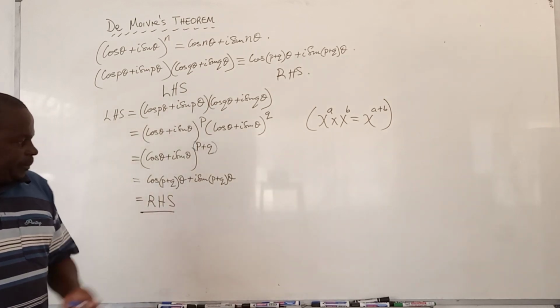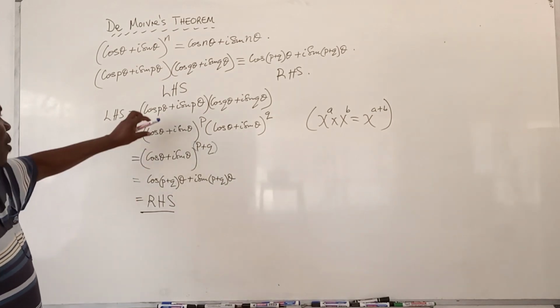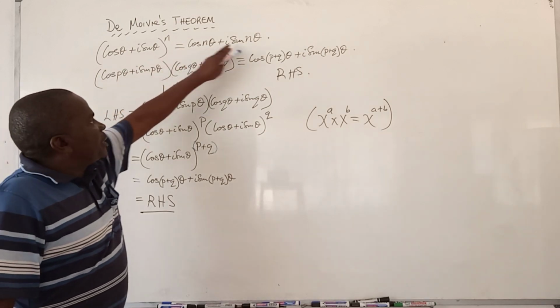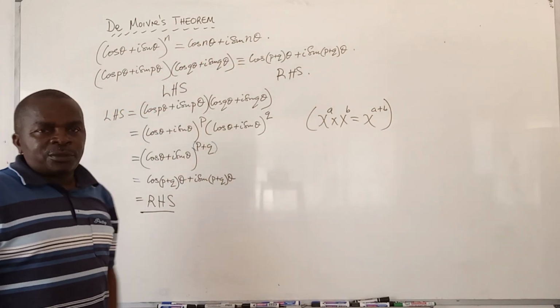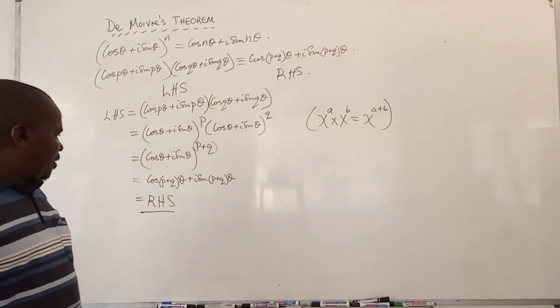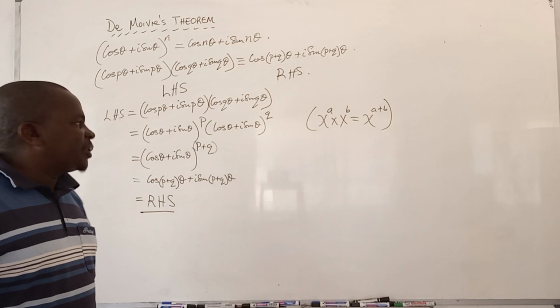According to this theorem, whatever power is at the top can be dropped and then multiply the angles on the right-hand side. Now, let me give you a simple example where we can actually apply this theorem.